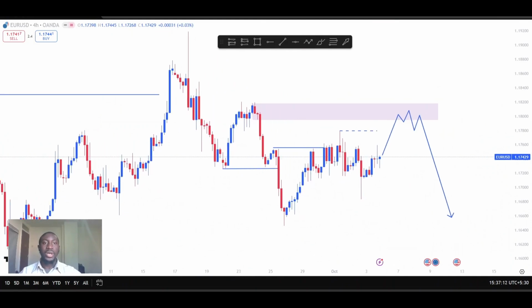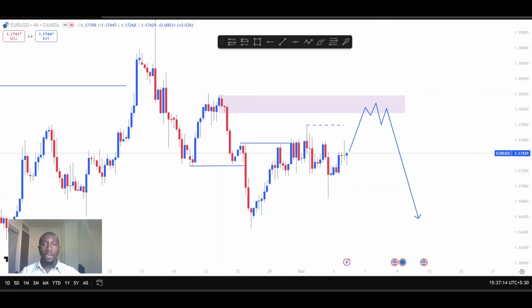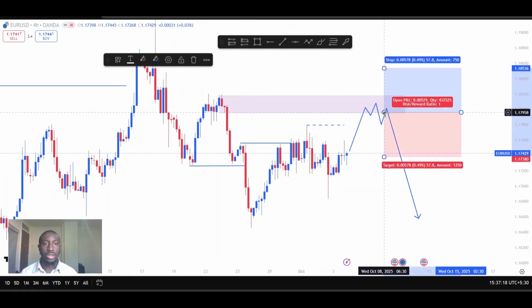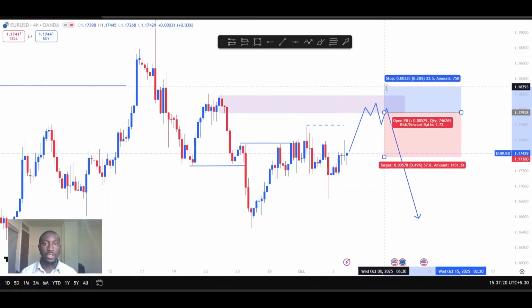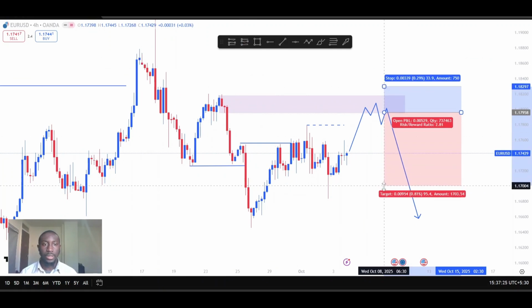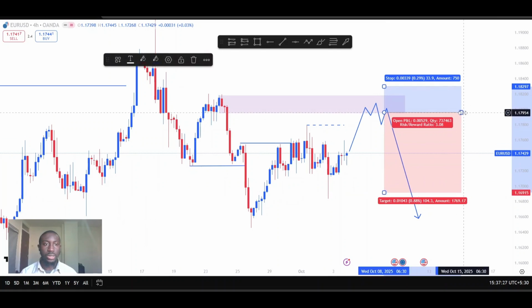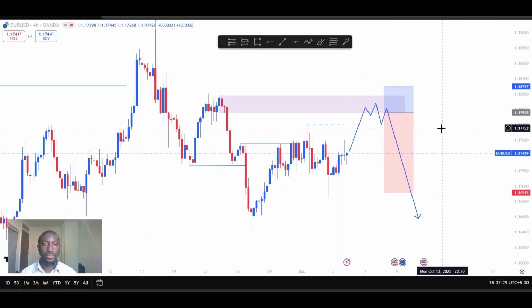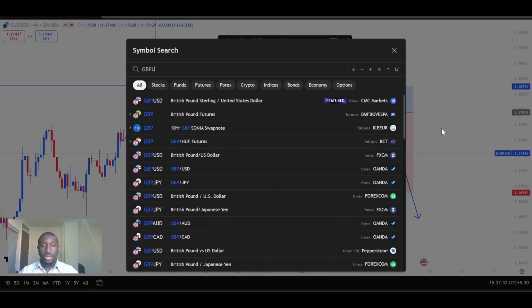So this is what I'm anticipating for Euro USD. You sell off from here. You put your stop on top of this high. 1:3. They are good to go. The same thing with GBP USD.